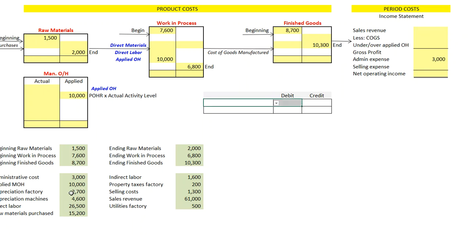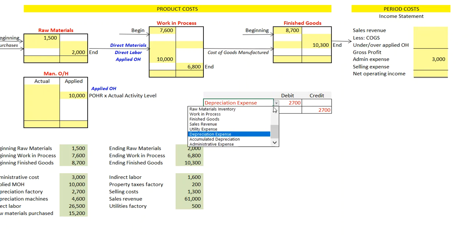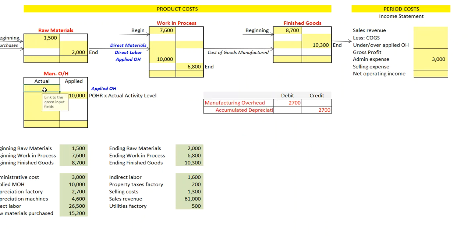Our next cost is our depreciation on the factory. Normally, for depreciation expense, we would debit depreciation expense and, of course, credit accumulated depreciation. But since this is depreciation on the factory, it's part of manufacturing overhead. So we will debit manufacturing overhead, and of course, that is an actual cost that we've incurred of $2,700. So we will record it on the left-hand side, or the debit side of our T account for manufacturing overhead, our actual manufacturing overhead.